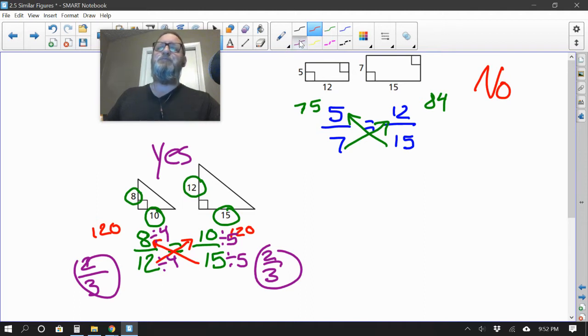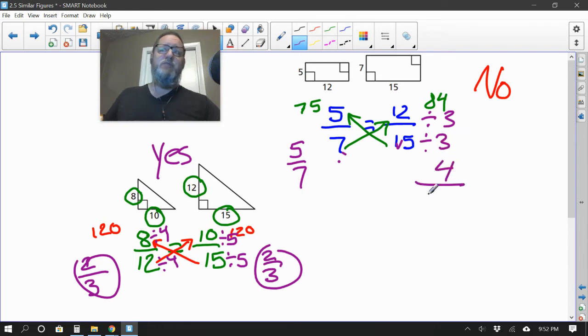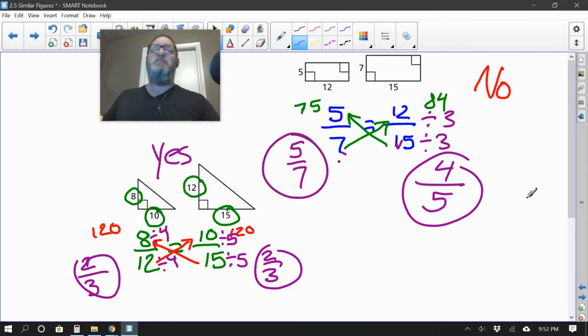Another way of looking at it is simplify both fractions. Okay, well, does 5 over 7 simplify? No, 5 over 7 stays 5 over 7. There's nothing that divides into 5 and 7. What about 12 and 15? 3 goes into both of those, so let's divide both of those by 3. 12 divided by 3 is 4. 15 divided by 3 is 5. Oh, look at that. They did not simplify to the same thing. So again, there's two different ways to find that answer of whether or not the two shapes are similar. Okay, hoping that's making sense.